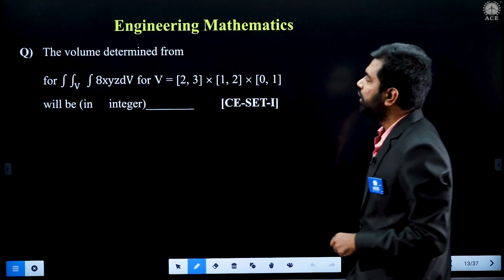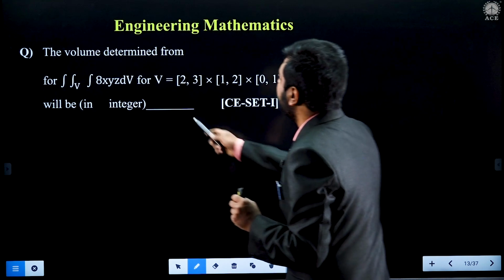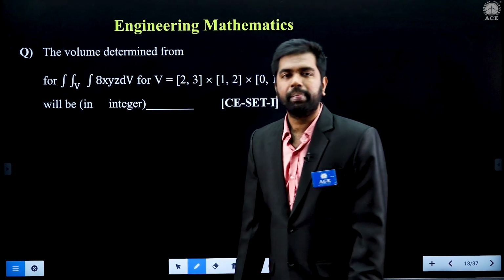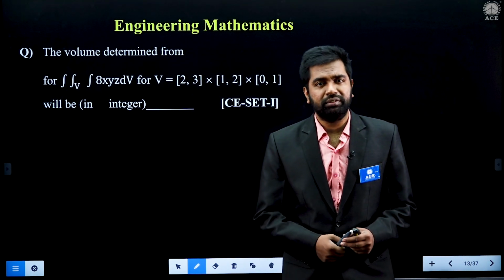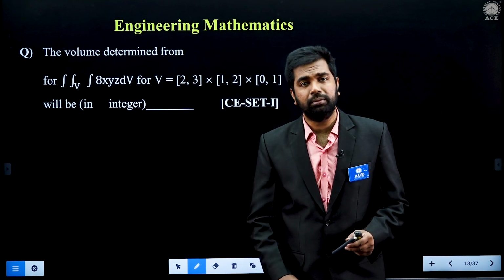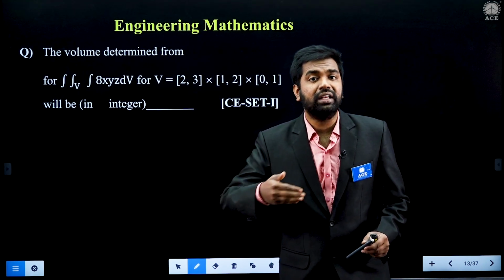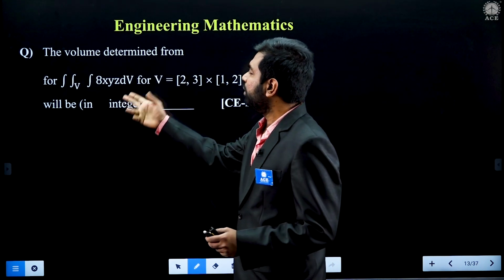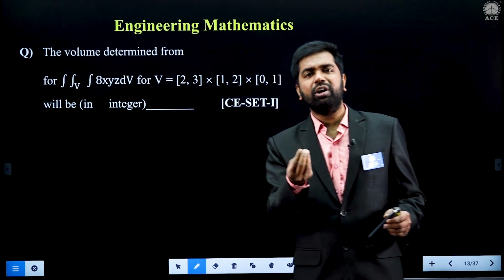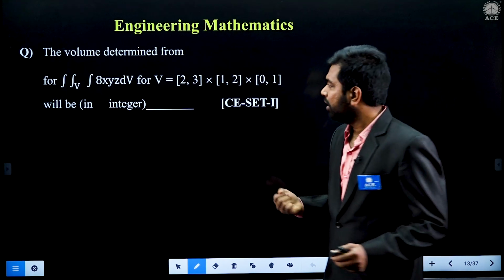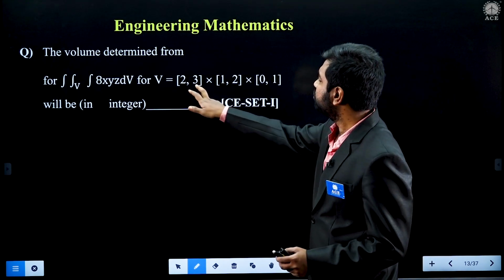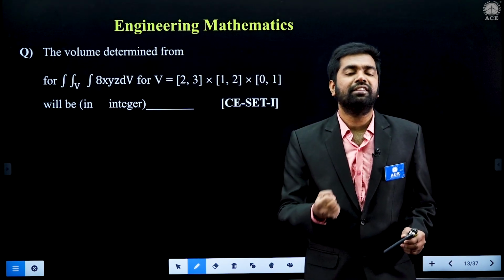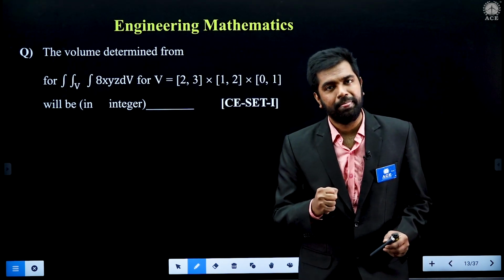The volume determined from this triple integral, he also gives you the boundaries for this, V will be dash. Okay, have a look at the following observations. X is raised to 1, y is raised to 1, z is raised to 1, right? Now when x is raised to 1, y is raised to 1, z is raised to 1, then it's an easy problem, because what people will feel is, sir, he says 2, 3, 1, 2, 0, 1, right? What are the limits of x, limits of y, limits of z?